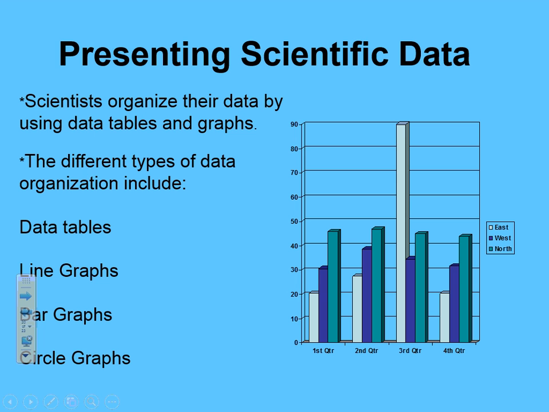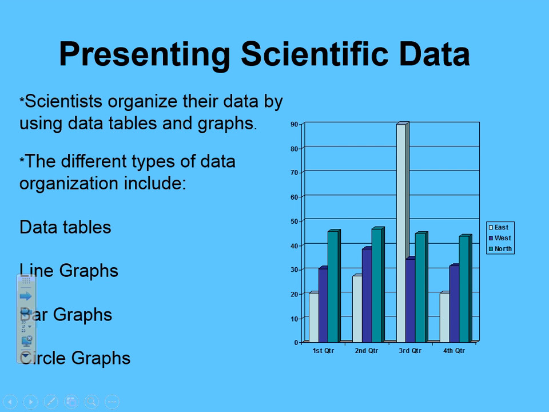There are a couple graphs that scientists prefer to use. Now, scientists are not flashy people at all, so what you're going to see is the graphs are line graphs, bar graphs, and circle graphs. Other than that, we're not going to use really anything other than that. So really 3 simple graphs.